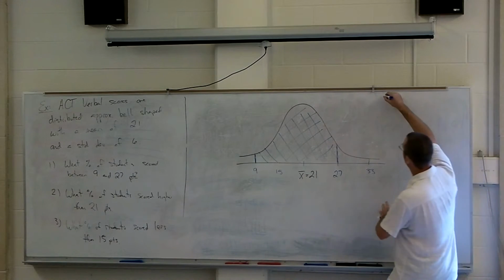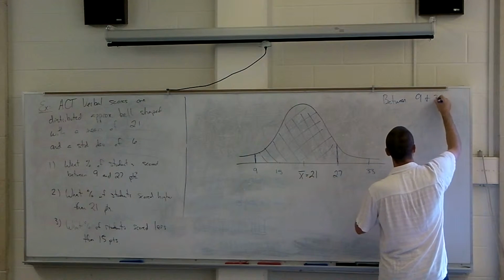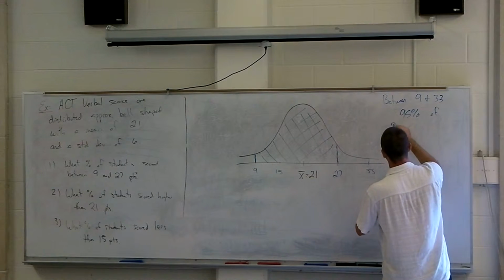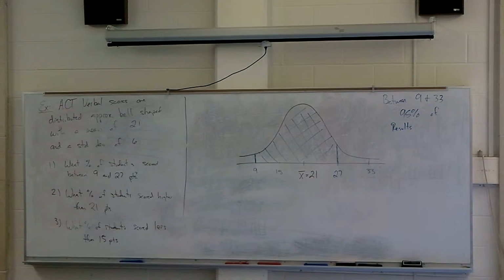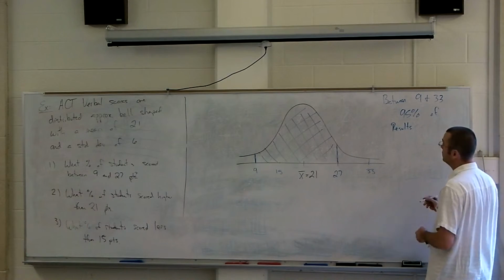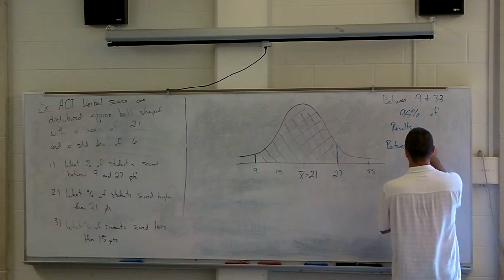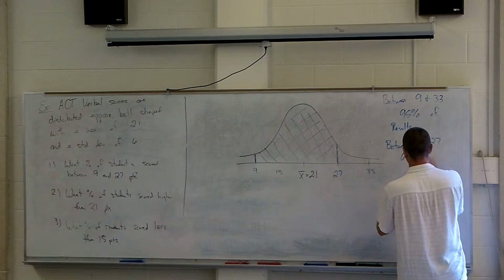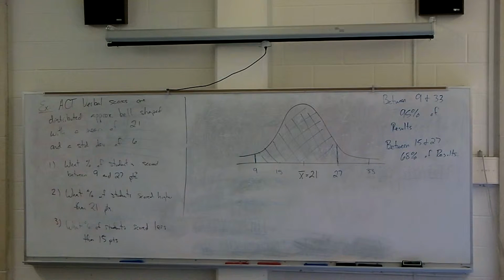Between the 9 and 33, we get 95% of results. Okay? That's good. Let's ask another question also relating to the same picture. How much data is between the 27 and the 15? 68. Between those, we have 68% of our results.